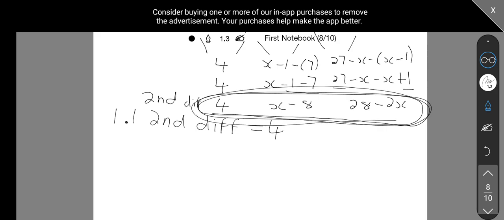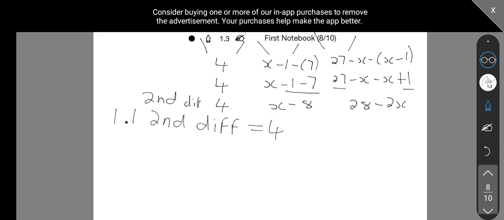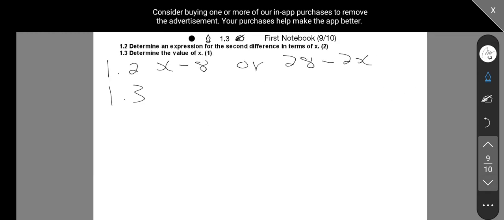Hence we say constant. So what we're going to do is that we can equate the 4 to the x minus 8, or we can equate the 4 to the 28 minus 2x, or we can equate the x minus 8 to the 28 minus 2x. But the simplest one which we can use, we can equate the 4 to the x minus 8. Let's equate them.